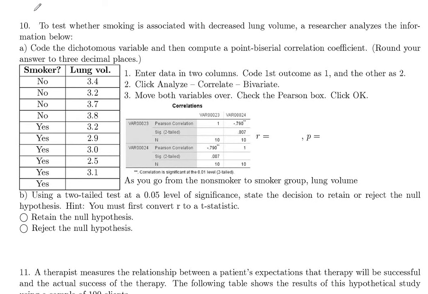We are working on WebAssign Homework 7, problem number 10. So we are given some data here on smoking and lung volume, and what we want to do is see if smoking is associated with decreased lung volume. The thing we want to note about smoking here is that this is a dichotomous variable, so it's only got two values, no or yes.